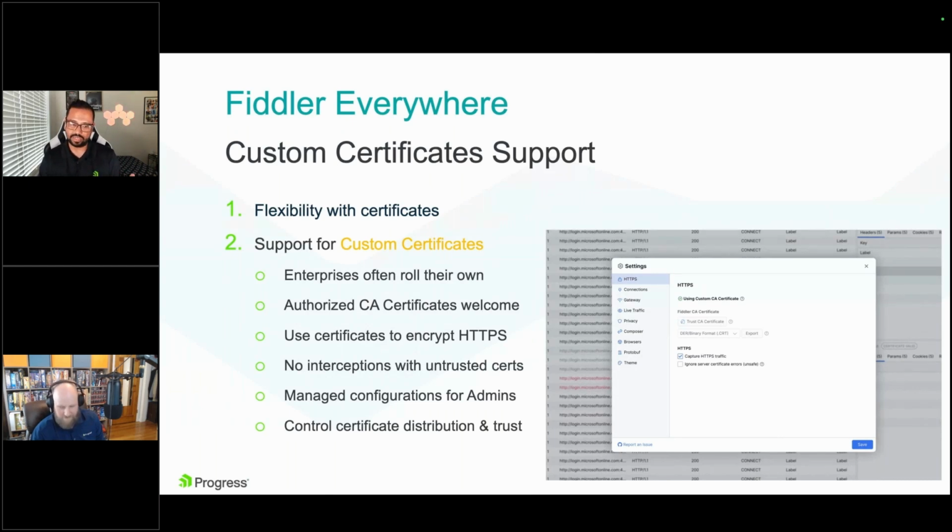We just don't want any friction. We don't want any interceptions, because we are not able to look at certain types of traffic because it's untrusted and so on. So now you can go into Fiddler and you can say, these are my certificates. And again, as an admin, you also have managed configurations mode in Fiddler, so you can dictate exactly which certificates you want, how you want them distributed, which apps use what, and so on. So again, full visibility up front.